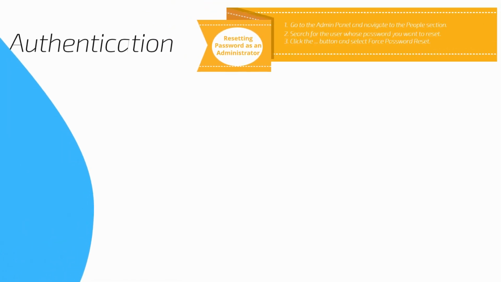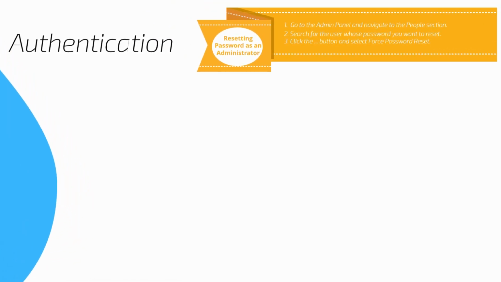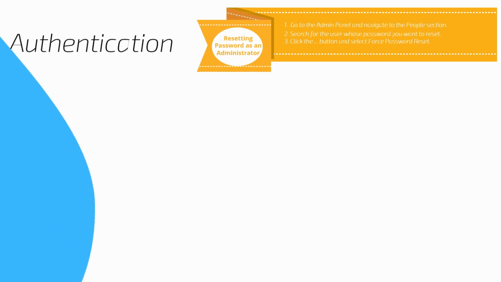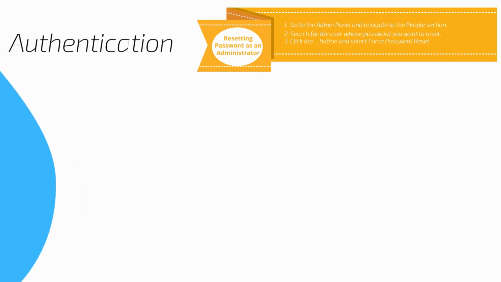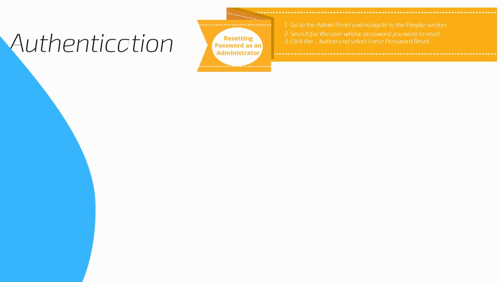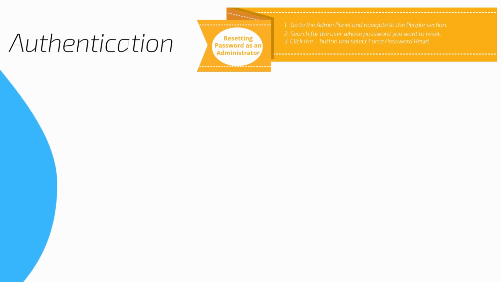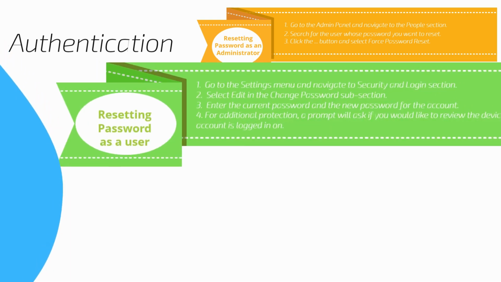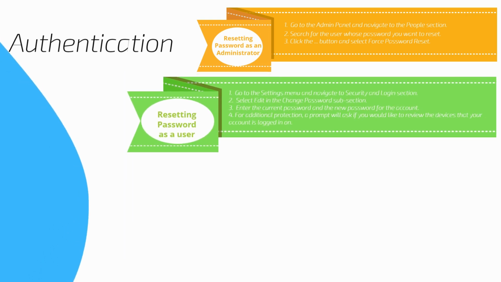Authentication. Resetting password as an administrator. To reset account passwords, log in as an administrator who has the permission to add and remove accounts. Once you're logged in, you can complete the following steps to reset an account password. 1. Go to the admin panel and navigate to the People section. 2. Search for the user whose password you want to reset. 3. Click the button and select Force Password Reset. Resetting password as a user.